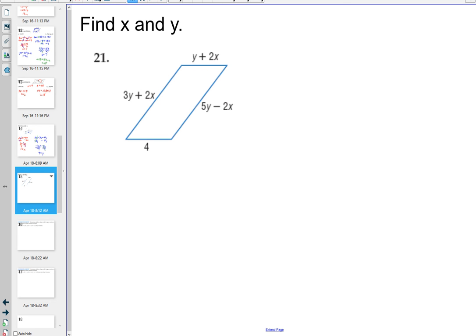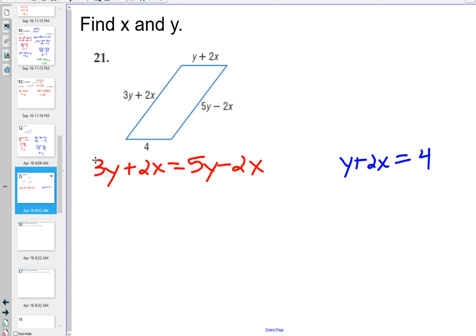Give me one equation. So, look, two variables, I just need two equations. Give me the two equations. Okay, 3y plus 2x is equal to 5y minus 2x, cool beans. And then y plus 2x equals 1.